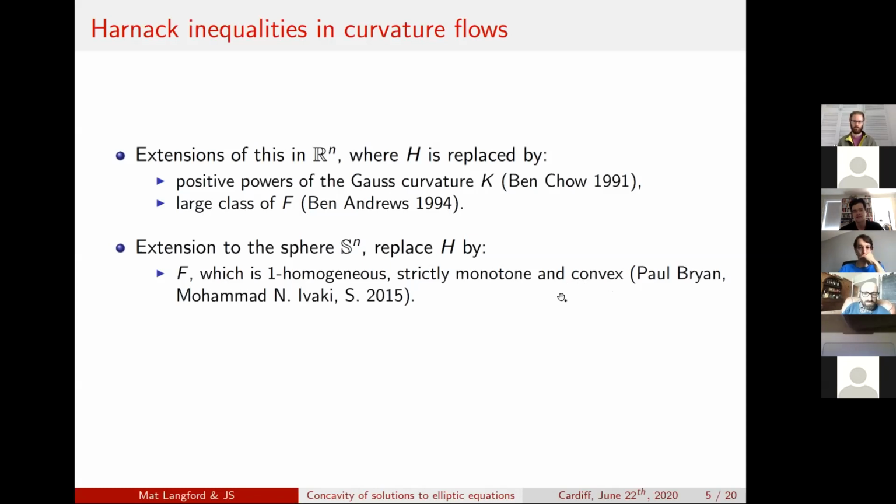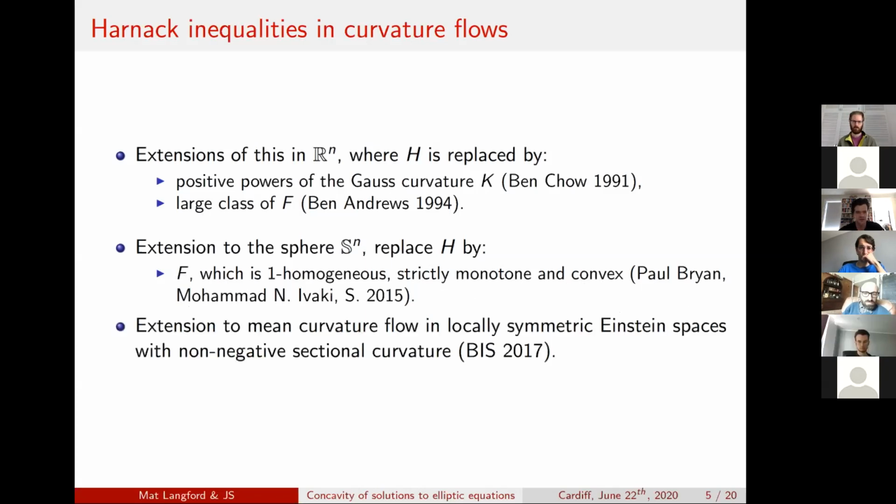And then we need convexity of the curvature function itself. For example, the mean curvature would be included, but also the norm of the second fundamental form would be included, and stuff like that. This is the first extension of these Harnack inequalities to the unit sphere. Then two years later we had some more general ambient spaces as well, for the mean curvature flow in more general Riemannian spaces, namely Einstein spaces with non-negative sectional curvature.